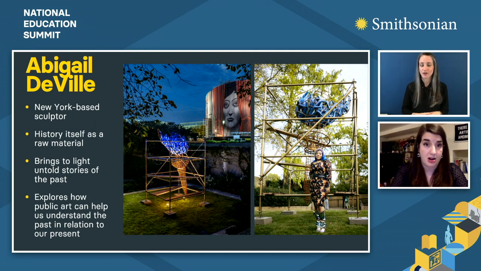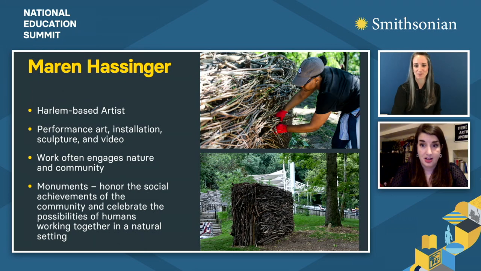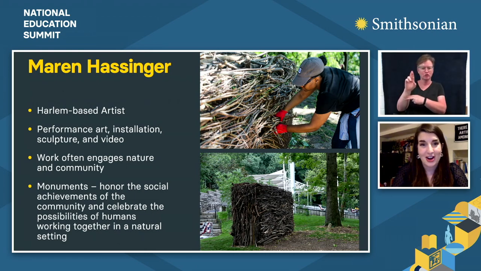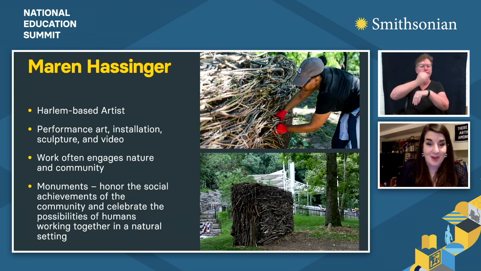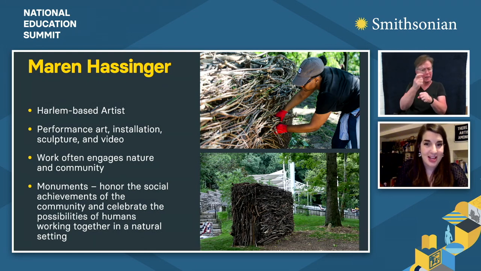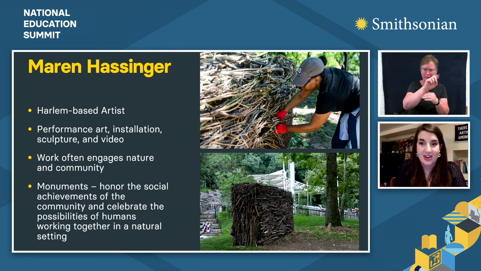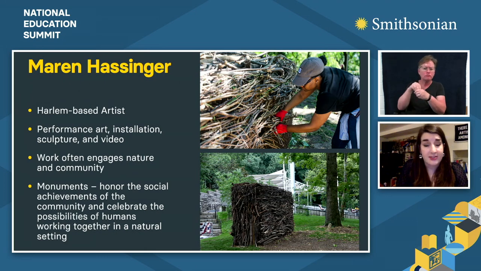So another artist that we're going to look at, next slide, is named Maren Hassinger. She is a Harlem-based artist working in sculpture, video, installation, and performance art. And as you can see, her work is a bit different than Abigail DeVille's, but I actually really like their contrast. She considers the natural world a site of hope and potential, a place of equality where we all have a shared purpose of caring for and understanding the environment.